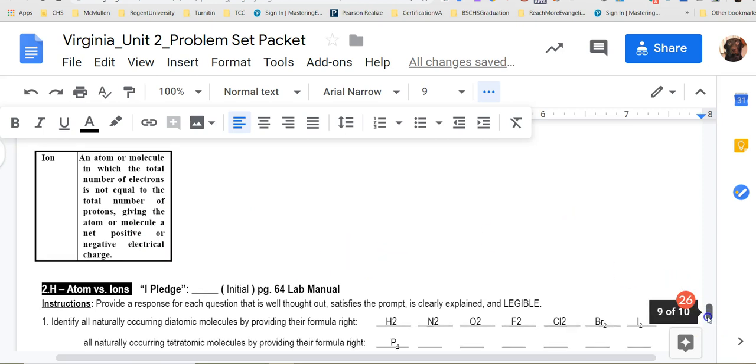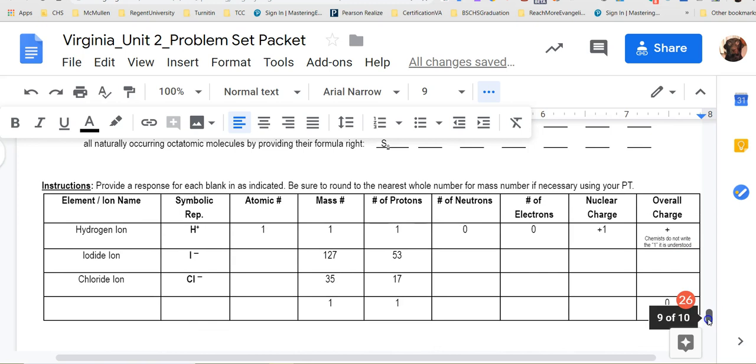Okay, and that's where our data table comes in down here. So we're going to walk through hydrogen ion, the answers here, and then we're going to do some practice ones. So hydrogen ion is an H+. It's a cation. It's a positive ion.